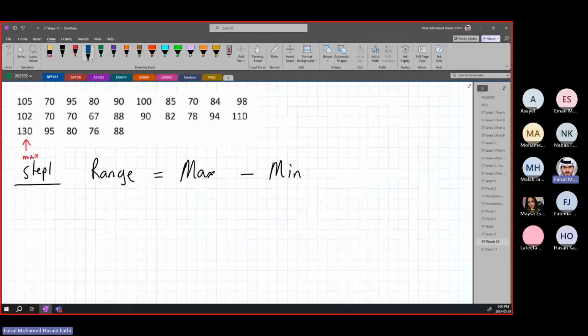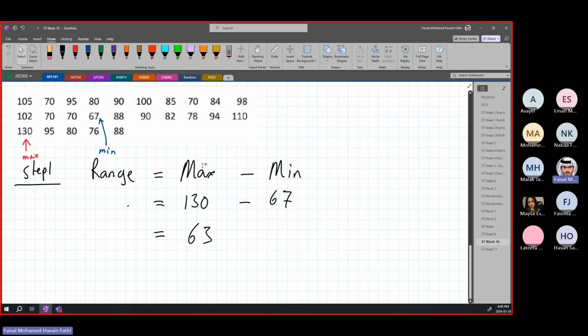And what is our minimum number? What is the smallest number we have here? Let's see, 67. Is there anything smaller than that? Nope. So this is our minimum. So now our range is equal to the maximum, which is 130, minus 67. We get 63. All right. This is our very first step. This is known as the range, and these are known as our maximum and minimum values.